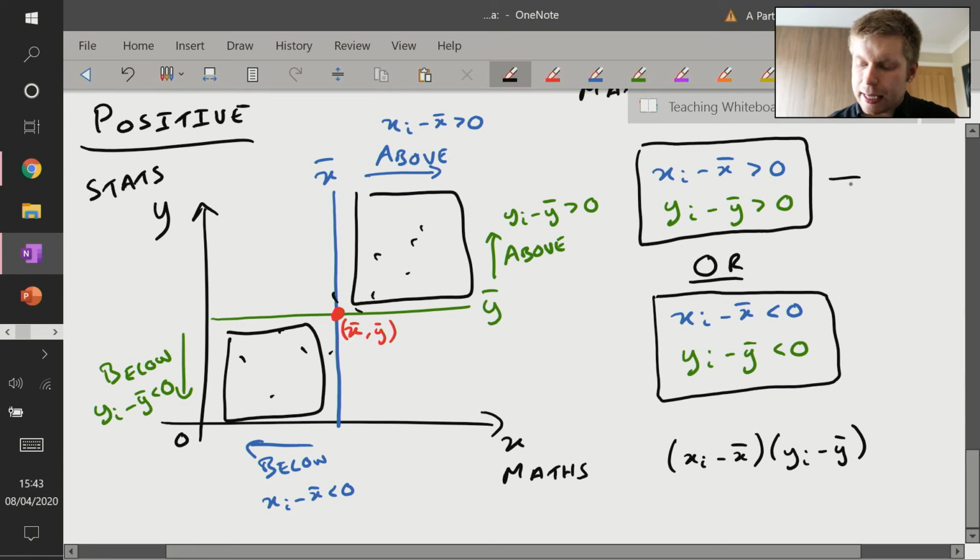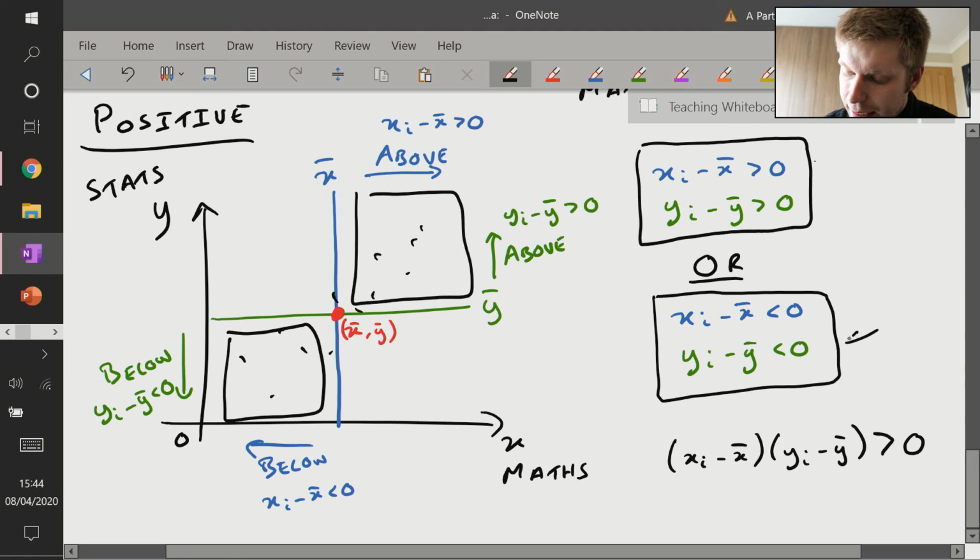Well, fairly obviously, up here, I have a positive value because I'm above average on the maths, and I have a positive value because I'm above average on the stats. So when I multiply two positive values together, xi minus x bar times yi minus y bar, that should also come out as positive. Positive times positive makes it positive.